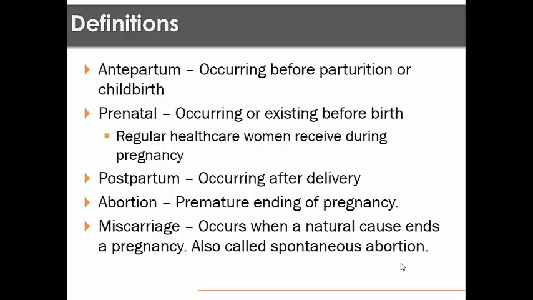And abortion is defined as the premature ending of pregnancy. And miscarriage, also used interchangeably with abortion, occurs when a natural cause ends a pregnancy. It can also be called a spontaneous abortion.